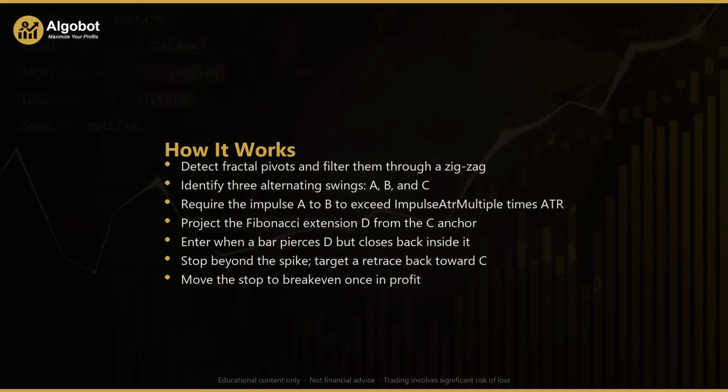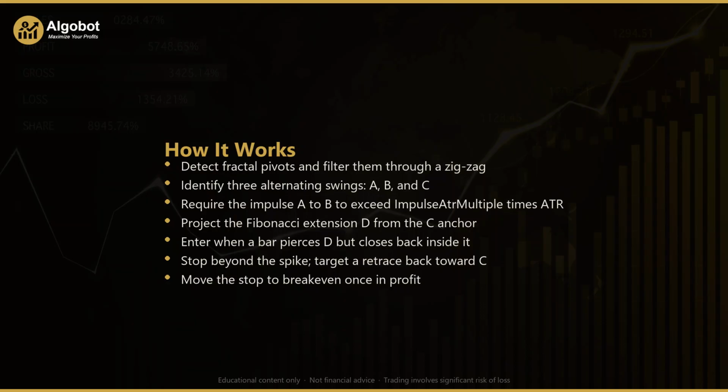Next, it checks the shape. For an up pattern, A is a low, B is a higher high, and C is a higher low sitting between them. For a down pattern, A is a high, B is a lower low, and C is a lower high. When the shape is valid, the strategy projects point D. For the up pattern, D sits above the impulse high, at C plus the extension ratio times the impulse. For the down pattern, D sits below the impulse low, at C minus the extension ratio times the impulse.